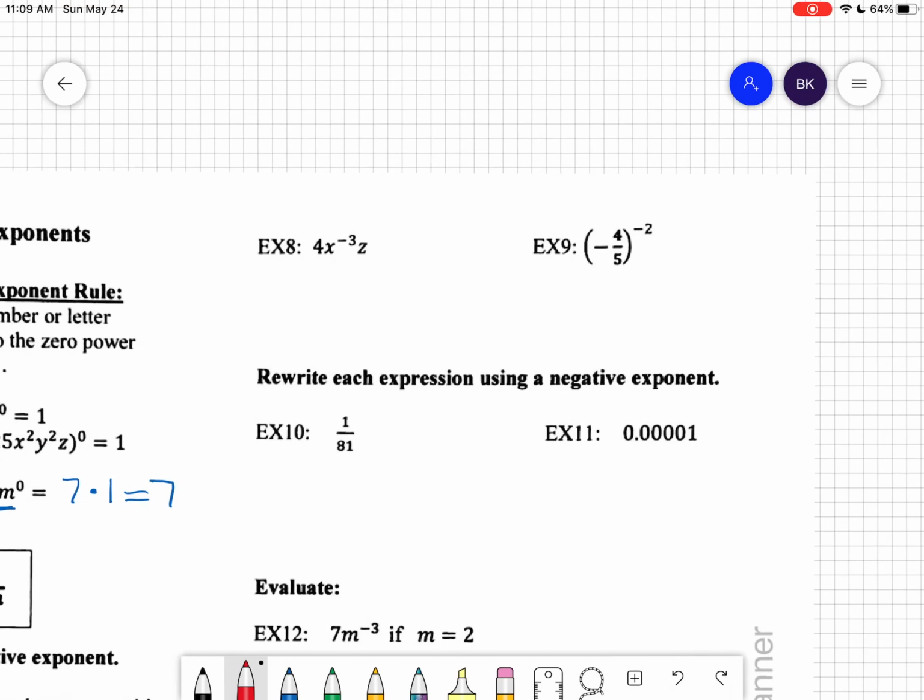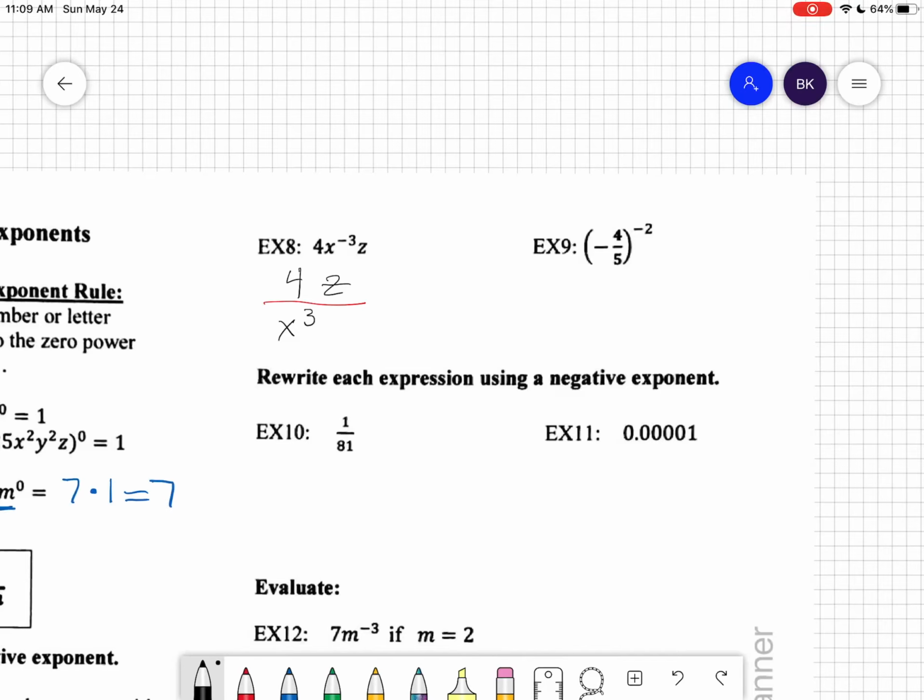Okay, please pause me and do these on your own. Okay, so again, fraction bar. 4 stays at the top. X to the negative third goes to the bottom, becomes positive, and Z stays at the top, and that is my final answer.